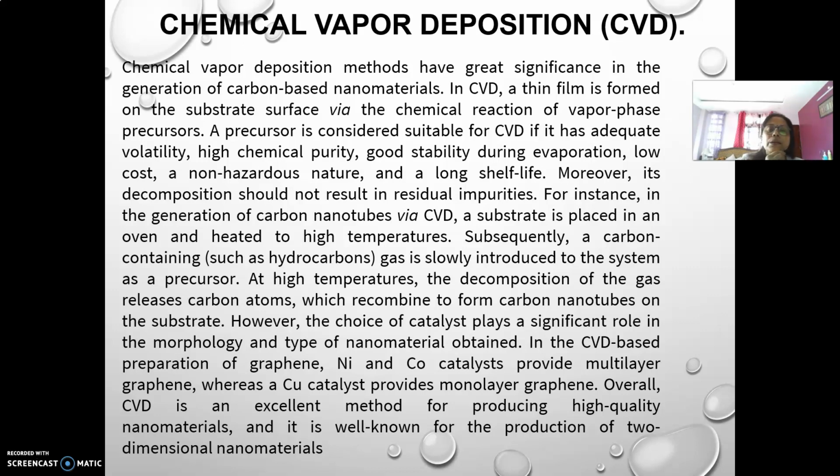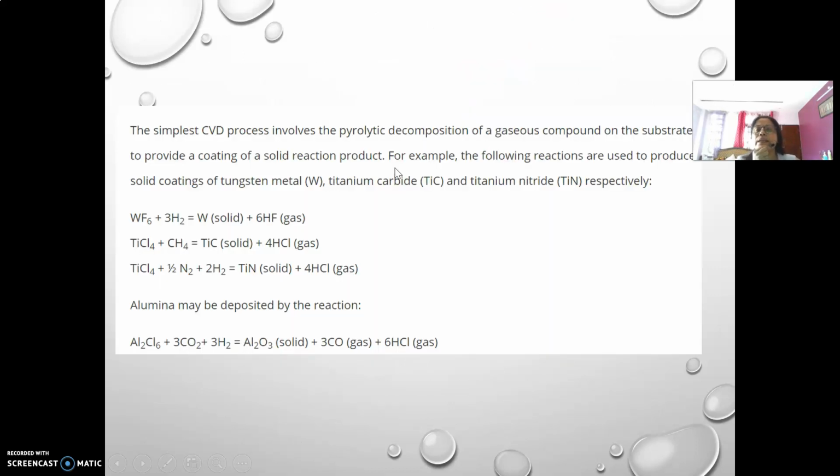There are so many examples of this particular method utilized. That means the chemical vapor deposition method is utilized. We can take a very few of them. For example, the simplest CVD process actually involves pyrolytic decomposition, or decomposition with the help of thermal energy.